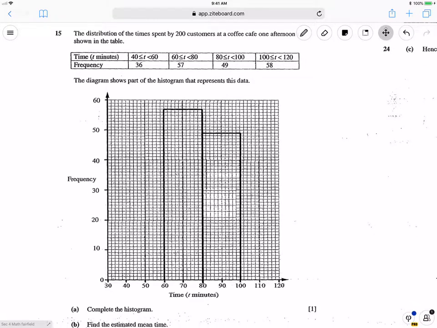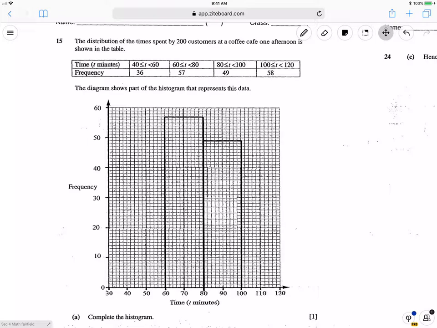Okay, so we continue. Complete the histogram. What are we supposed to do? Frequency 36, 57. So we are supposed to draw a 36 somewhere. Where's 36? It's from 40 to 60. So we draw one line up, 1, 2, 3, 4, up to 36, and then draw one line across. Can you see? My line blends in just now. Okay, so just draw 36. Complete. So simple.